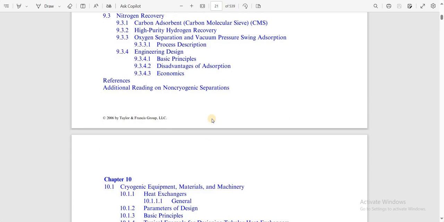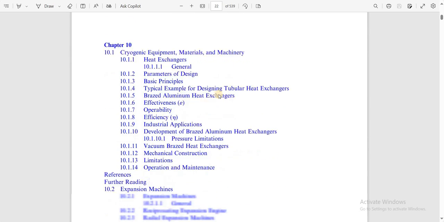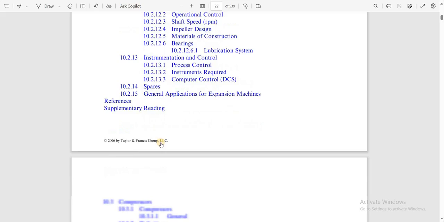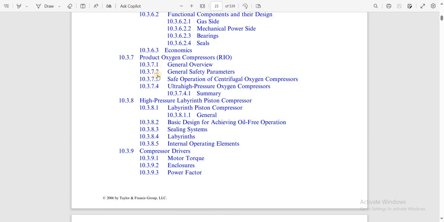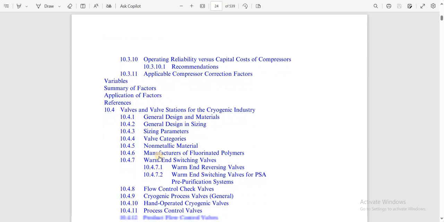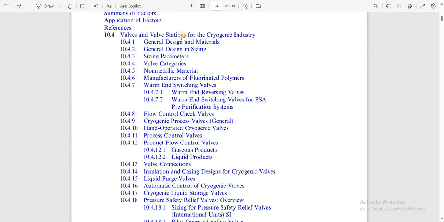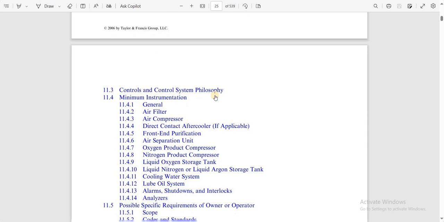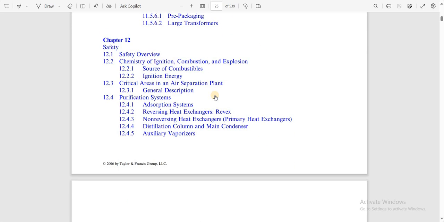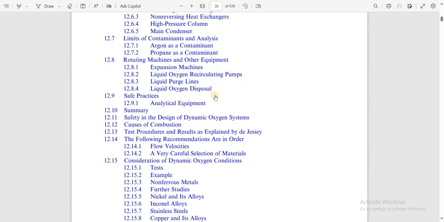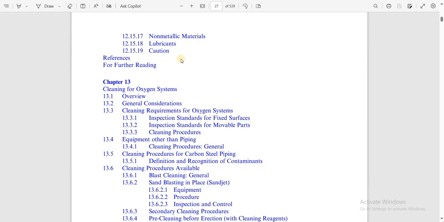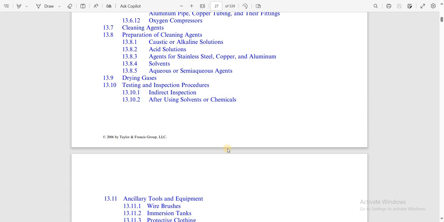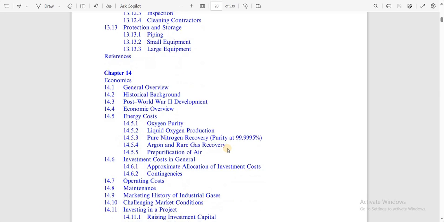non-cryogenic separation, cryogenic equipment, materials and machinery, compressors, product oxygen compressor, valves and valve stations for cryogenics, safety and everything. Cleaning the oxygen system, cleaning agents, drying, testing, economics.